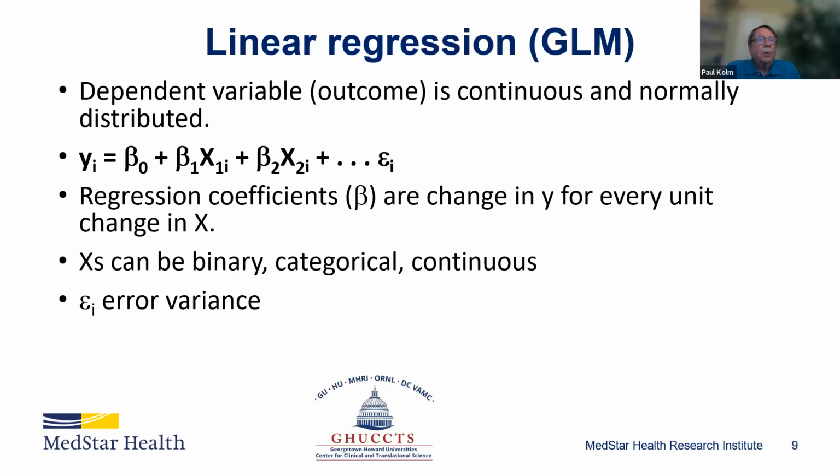And then we could have a number of independent variables, the x's, and then the betas are the regression coefficients associated with each variable. And so the regression coefficients in this case represent the change in the outcome or the dependent variable for every unit change in the independent variable or in the x. And in linear regression, the x's, the independent variables, can be binary or categorical or continuous. And then we typically write this equation with an epsilon at the end, and this represents our error variance, and I'll discuss what that is when we look at a specific example.